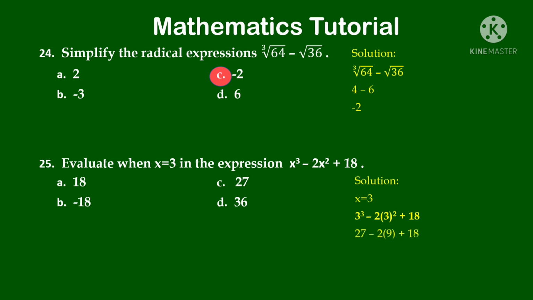Then simplify to 27 minus 2 times 9 plus 18. Then 27 minus 18 plus 18. We have already 27 because negative 18 and plus 18 is eliminated or becomes 0. Correct answer for that is letter C.